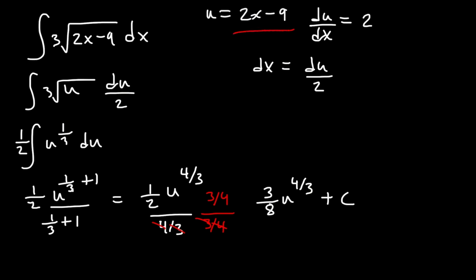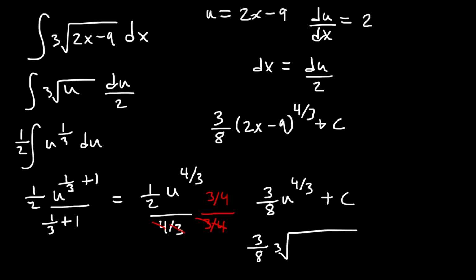And earlier we said that u is equal to 2x minus 9, so we'll just plug that back in. So our final answer will be 3 over 8 times 2x minus 9 raised to the power of 4 over 3 plus c. And if you don't like leaving your answers in fractional exponents, this is just going to be 3 over 8 with the cube root of 2x minus 9, and then you raise it to the power of 4, plus the constant of integration. Let's try something harder.